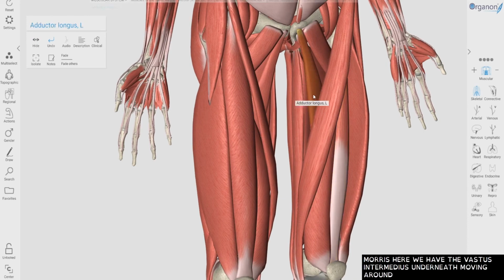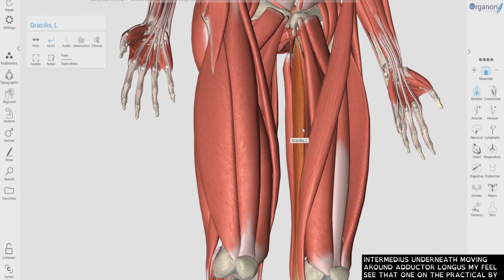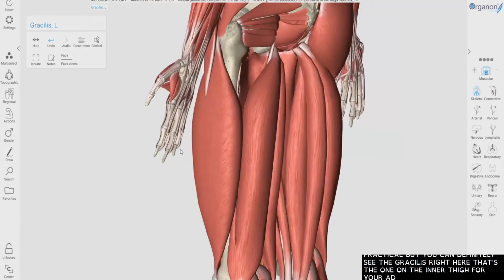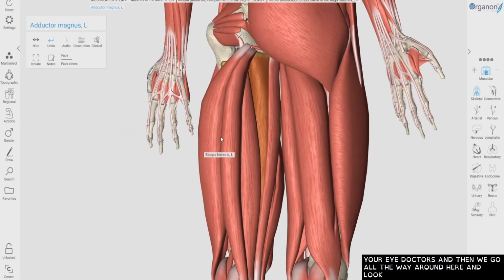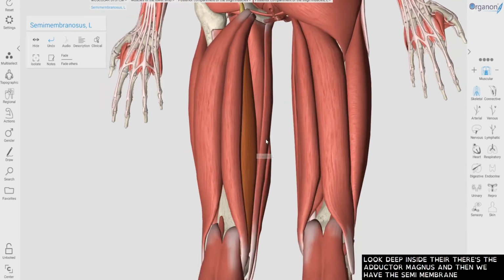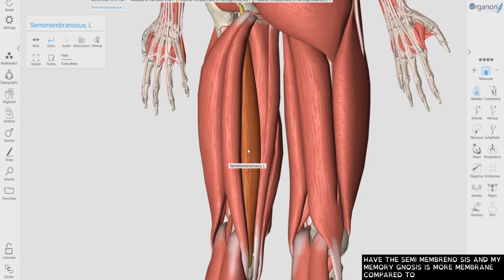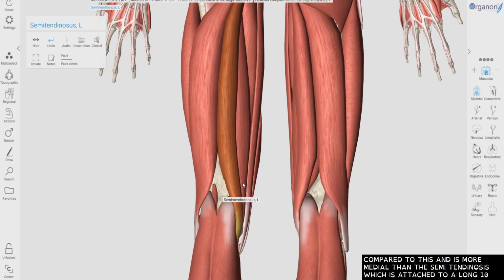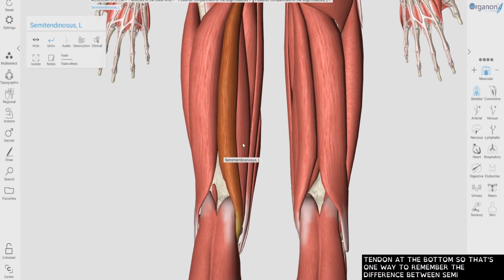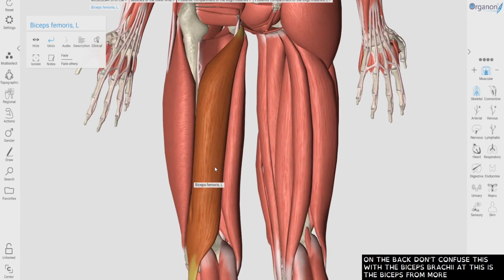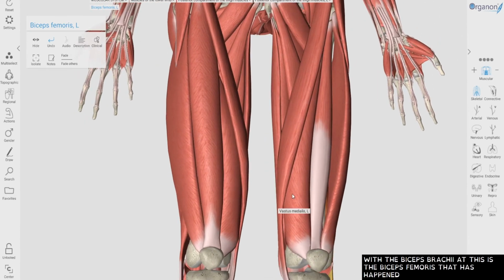Moving around, adductor longus, might be able to see that one on the practical, but you can definitely see the gracilis right here. That's the one on the inner thigh for your adductors. And then if we go all the way around here and look deep inside there, there's the adductor magnus. And then we have the semimembranosus. Semimembranosus is more membrane compared to this, and it's more medial than the semitendinosus, which is attached to a long tendon at the bottom. So that's one way to remember the difference between semimembranosus and semitendinosus. And then on the back, don't confuse this with the biceps brachii. This is the biceps femoris. So that's moving down the leg now.